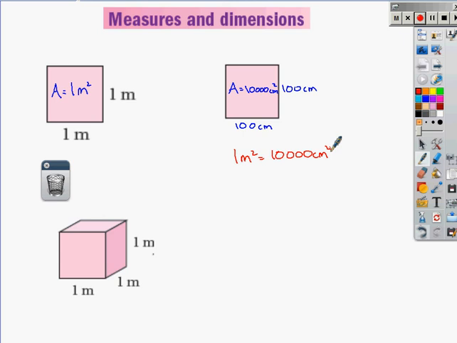Now we can do exactly the same if we think about a cube, because 1 meter, we've already seen, is the same as 100 centimeters. And so the volume of this cube is 1 meter cubed, but it's also equal to 100 centimeters times 100 centimeters times 100 centimeters. So that's the same as saying 1 million centimeters cubed. So 1 meter cubed is the same as 1 million centimeters cubed. So always go back to those examples if you need to think about it. Let's apply that now to two questions.